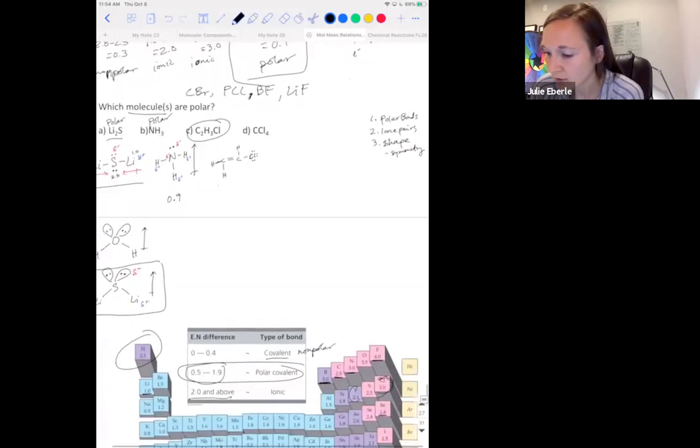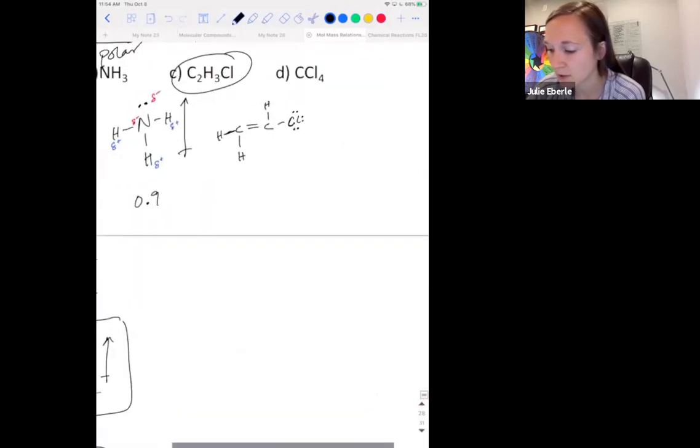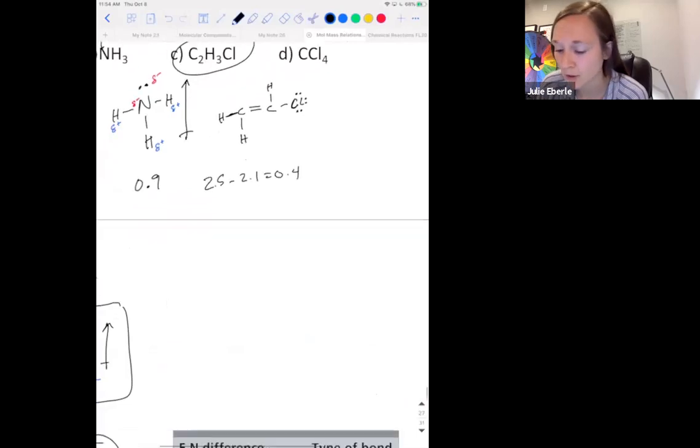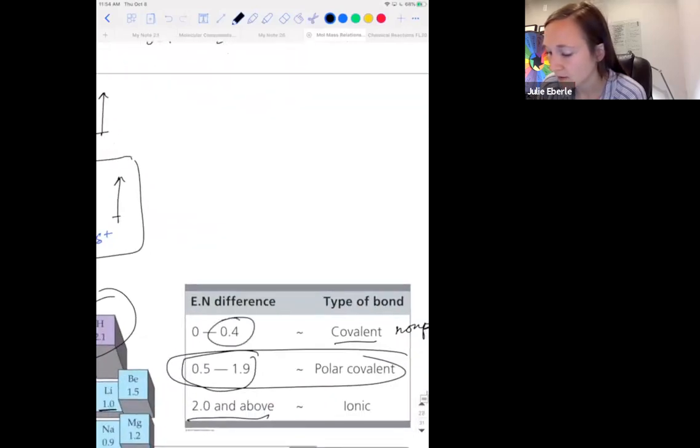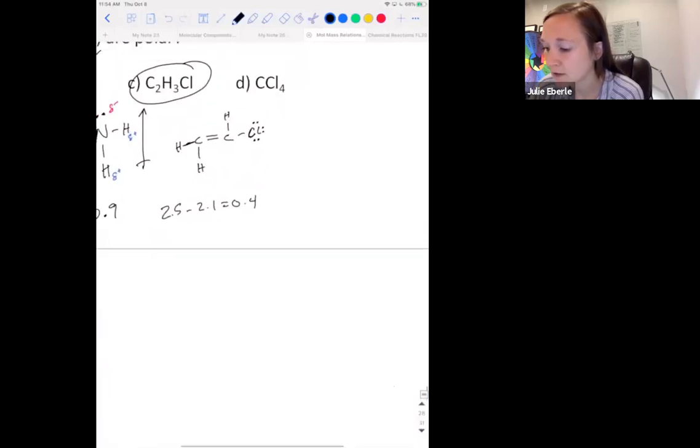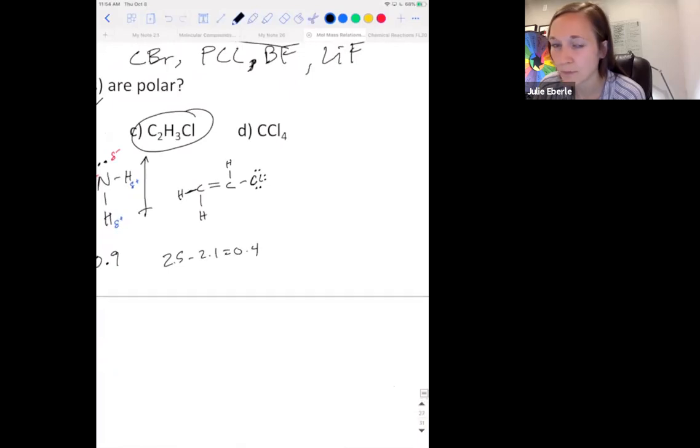Okay, so let's look at a carbon. We got a lot of carbon-hydrogen bonds. So carbon is 2.5, hydrogen is 2.1, and I'm looking at the electronegativity chart. So 2.5 minus 2.1, that is 0.4. Is that polar or not? Let's go look at the table. A difference of 0.4 is non-polar. So none of these carbon-hydrogen bonds are polar, all right?